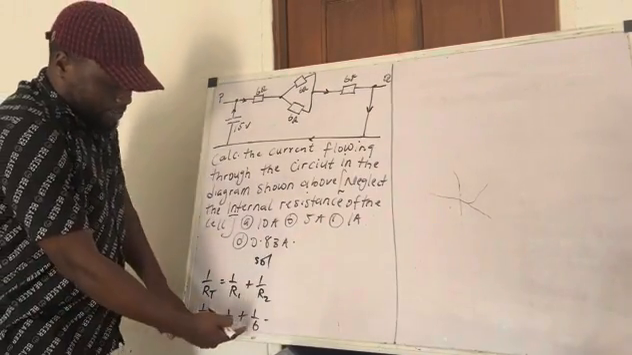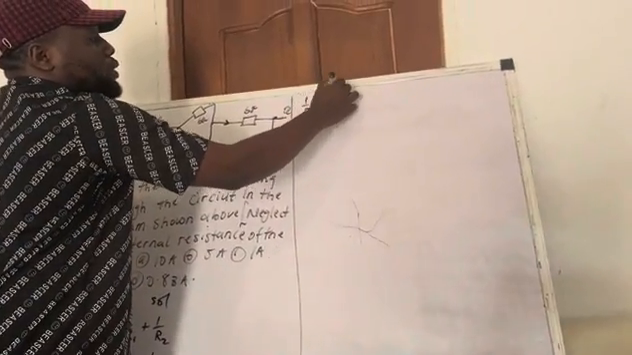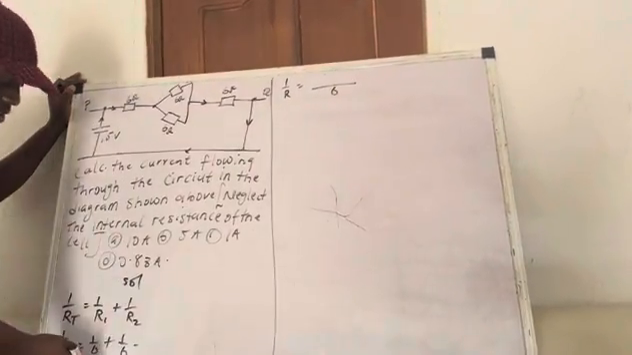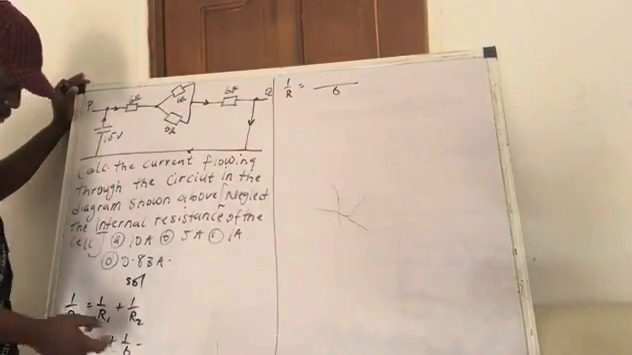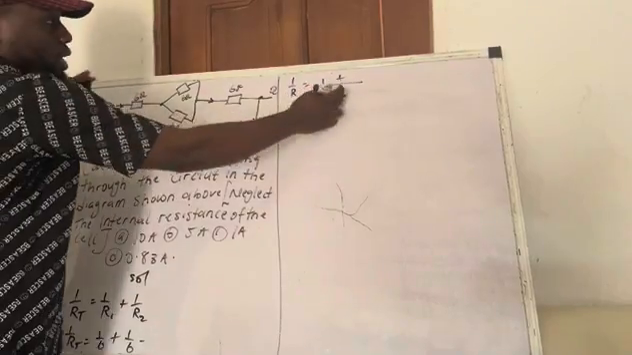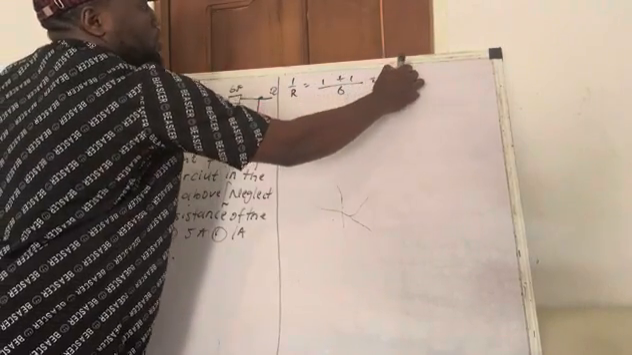We take the LCM of 6 and 6, which is 6. So 6 divided by 6 is 1, and 1 times 1 is 1. Again, 6 divided by 6 is 1, and 1 times 1 is 1. So we now have 2 over 6.